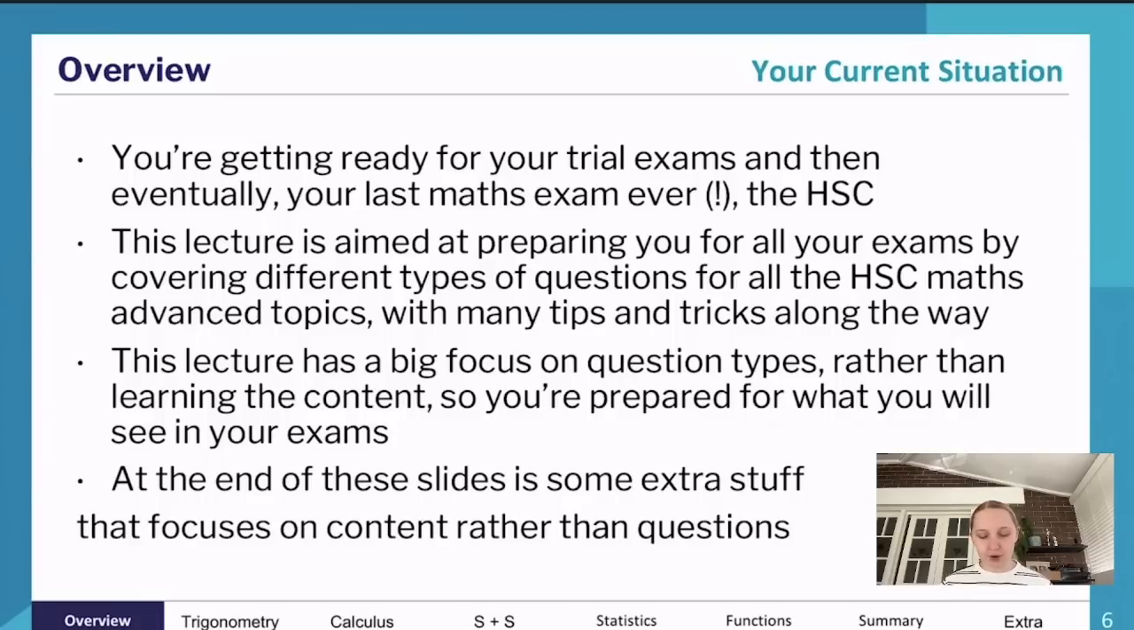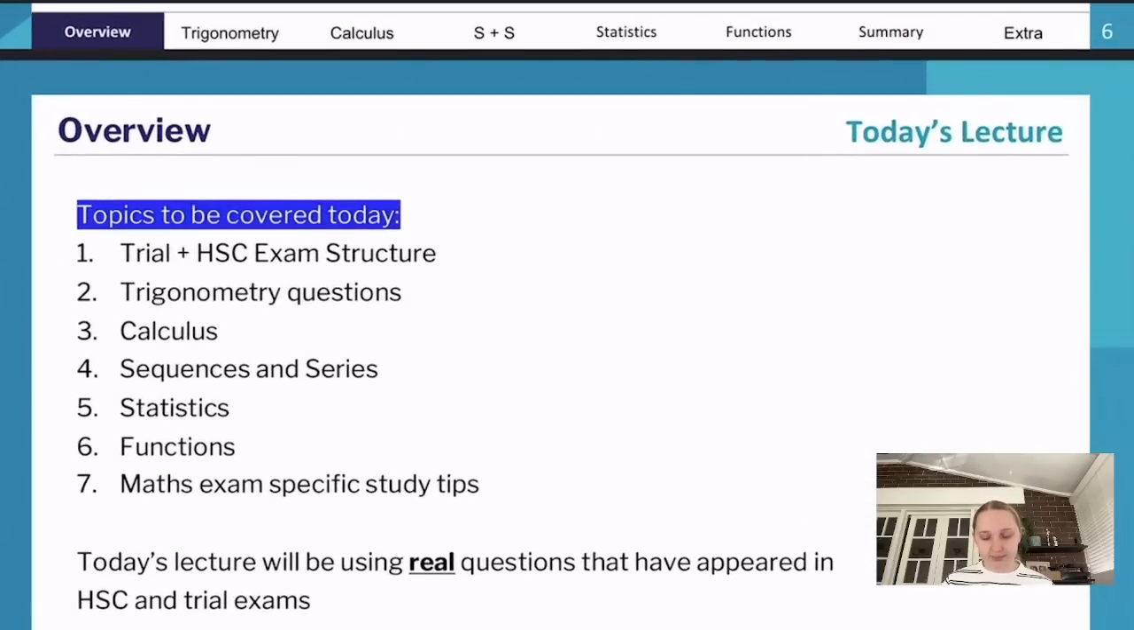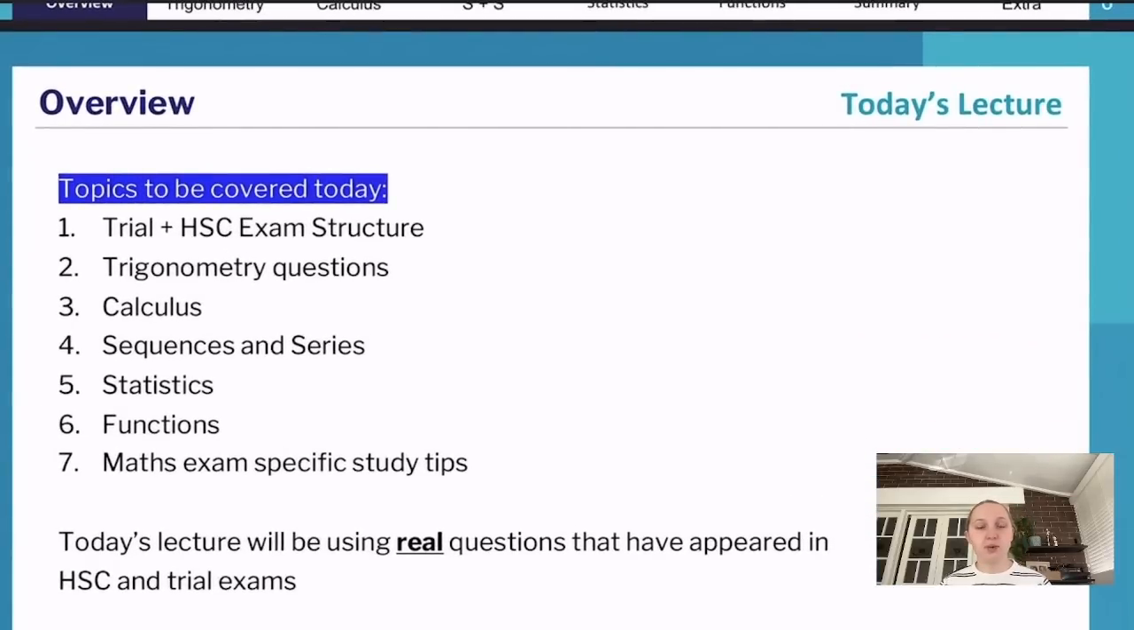If you want to focus more on the content, at the end of these slides you can download them. There will be some extra material that focuses on the content rather than the questions, or you can check out some of the past Maths Advanced lectures for the HSC. I already talked about the topics we're looking at today, but the first thing we're going to look at is the exam structure for sitting your trials and your HSC.